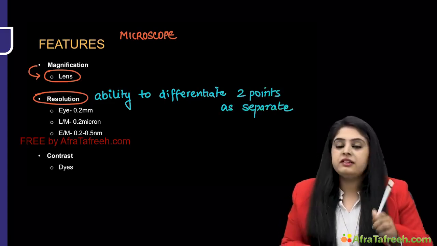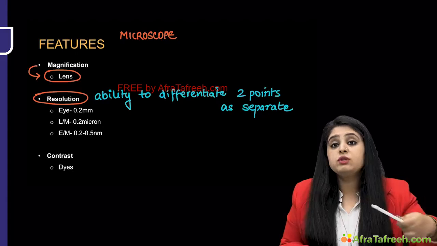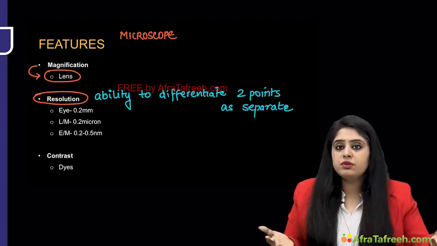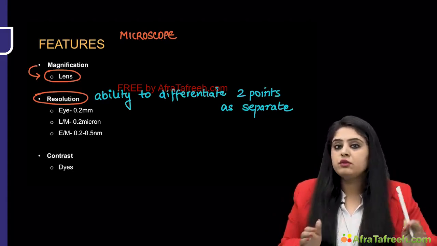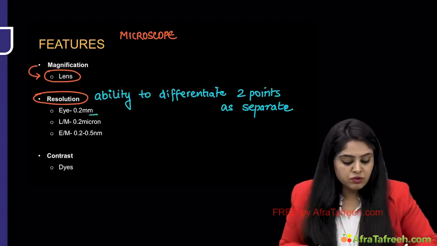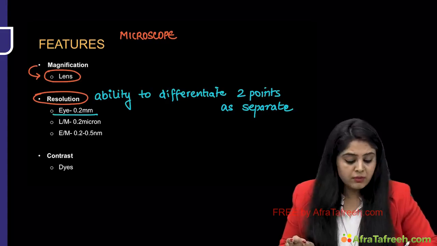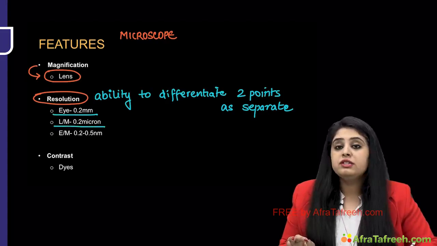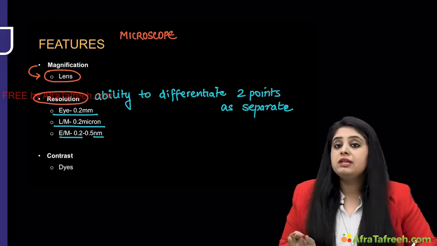Obviously the resolution that we have for the human eye versus that of the microscope, and that too what an electron microscope will have, will be totally different. For the human eye, the resolution is only 0.2 mm. When I talk about the light microscope, it is 0.2 microns. And when we talk about the electron microscope, it is 0.2 nanometers.